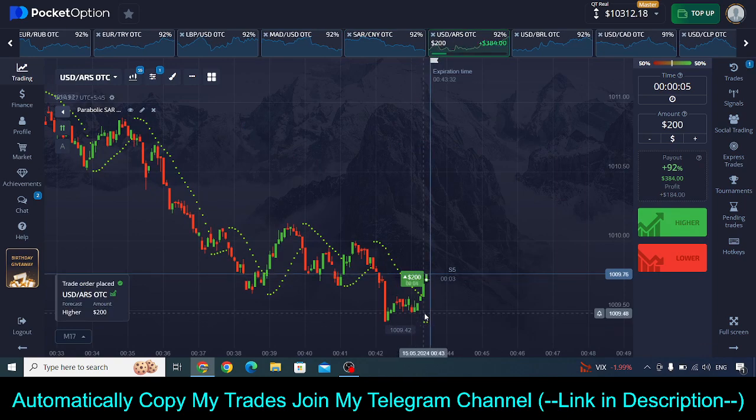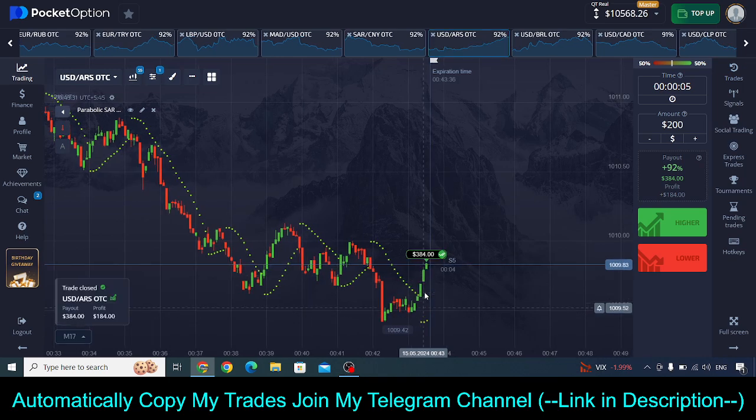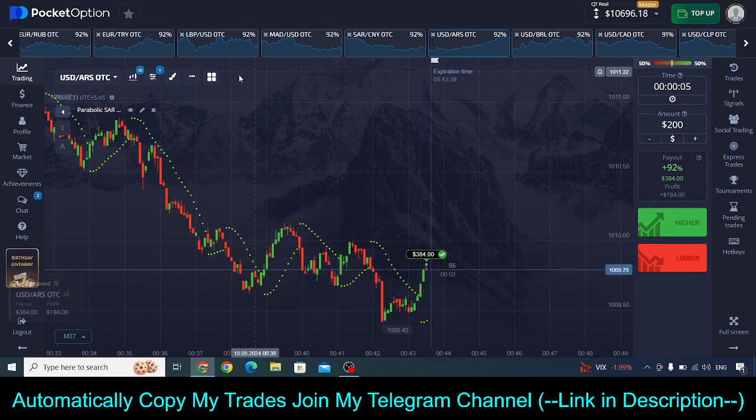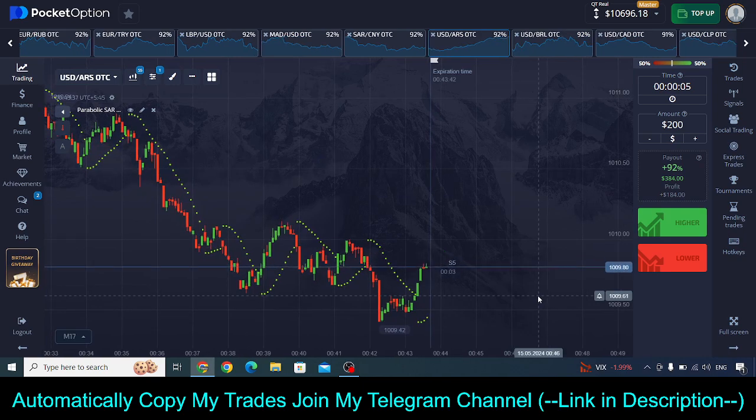Here we could have made a trade, and we made the trade, and most probably we are going to make a profit in this trade. And yes, we made a profit. As you can see, this is the beauty of this indicator. Okay, you can practice it in your demo account.